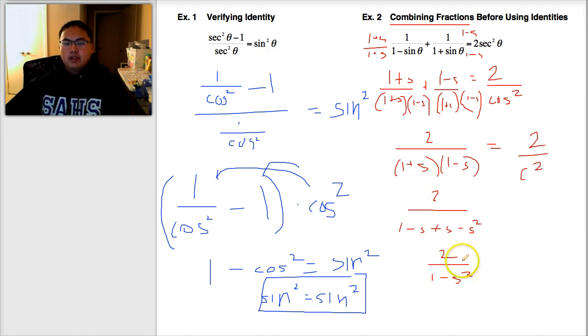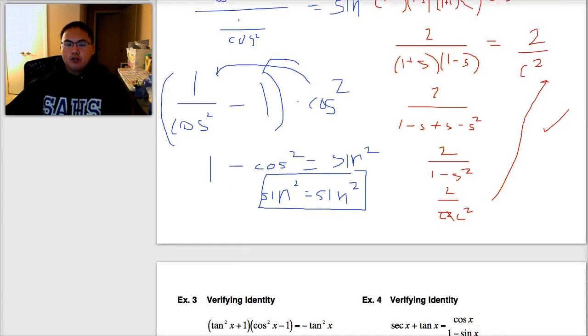And if you remember, it's one of the Pythagorean identities: sine squared plus cosine squared equals 1. And 1 minus sine squared is the same thing as cosine squared. And now I have both sides matching. Okay, so that's how you do that for combining fractions.